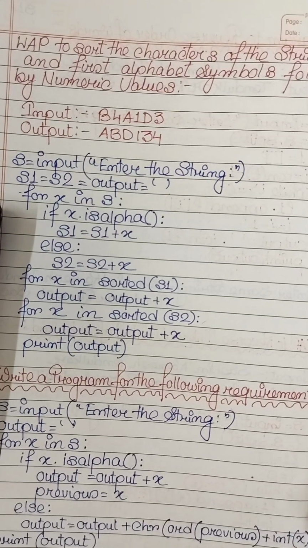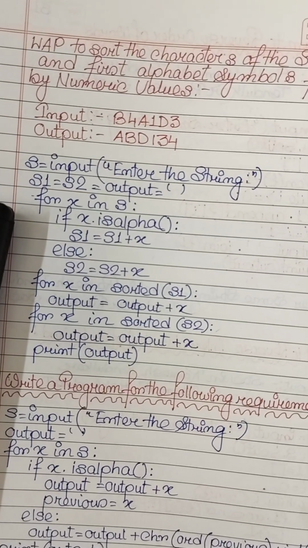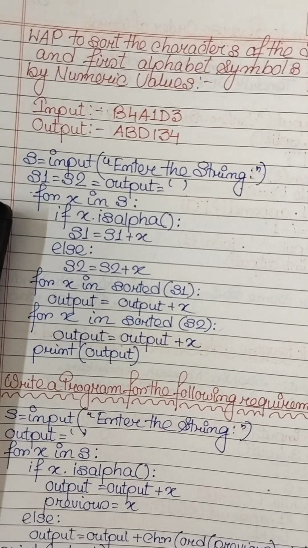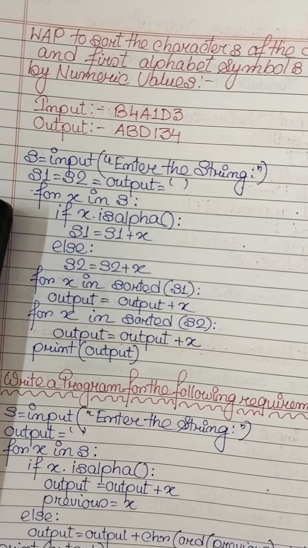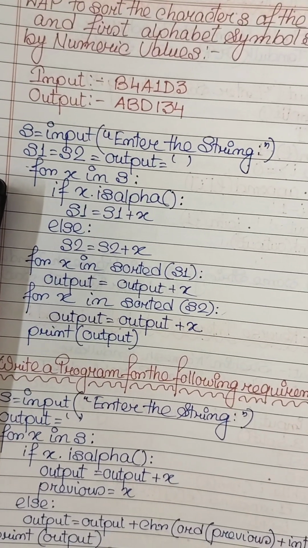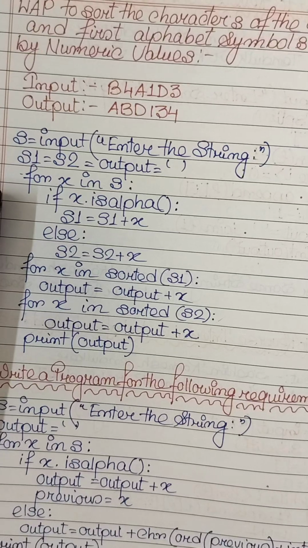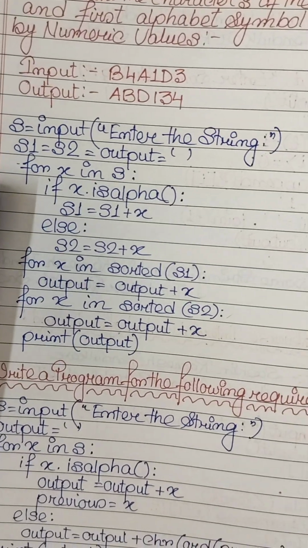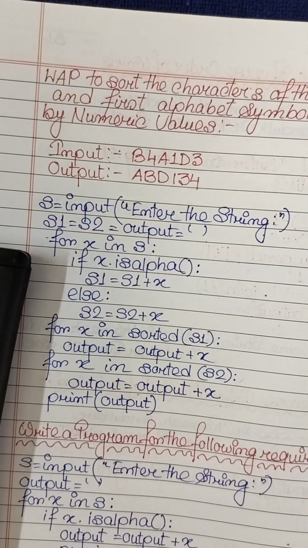For x in s, if x dot isalpha, S1 is equal to S1 plus x, else S2 is equal to S2 plus x. That means in the first case I have to sort the alphabets. For x in sorted S1, I have sorted the elements, output plus x. For x in sorted S2, I have sorted the numbers. Output is equal to output plus x, print output.